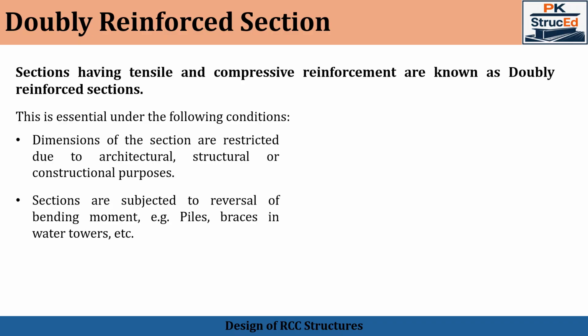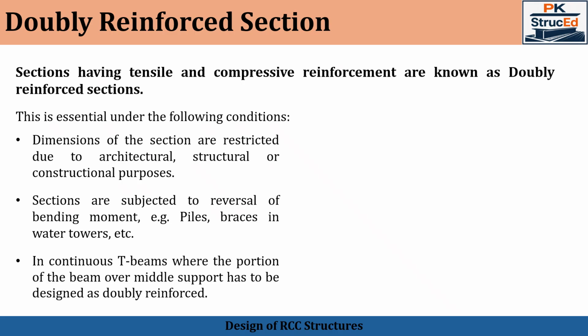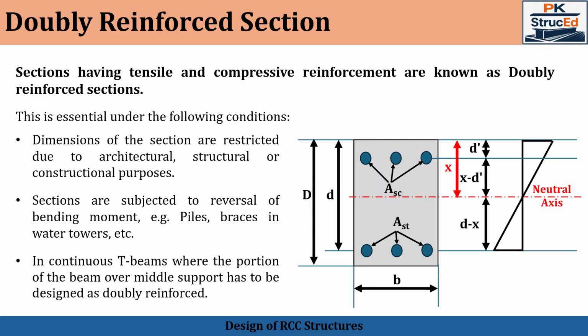Second is reversal of bending moment. In structures like piles or water tank braces or chimneys, the bending moment may reverse. So both faces of the beam experience tension at different times. Third, in case of continuous beams, the portion over an intermediate support is subjected to negative bending moment, which requires compression steel. Hence, a doubly reinforced section becomes essential.